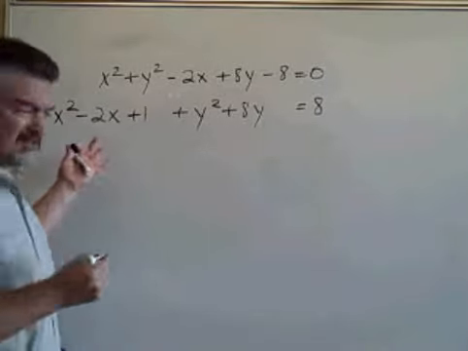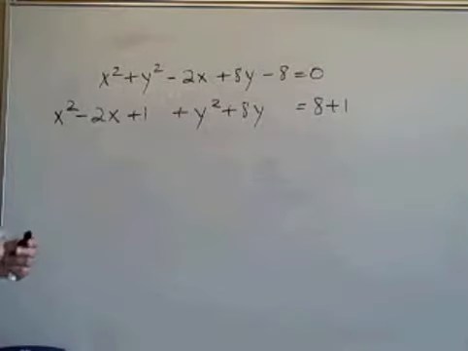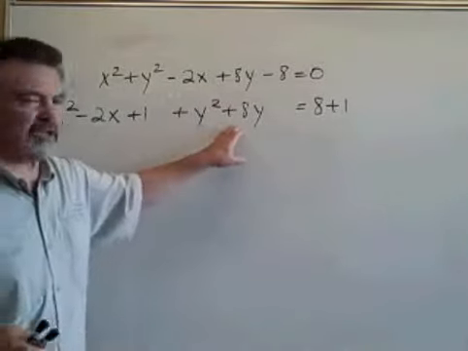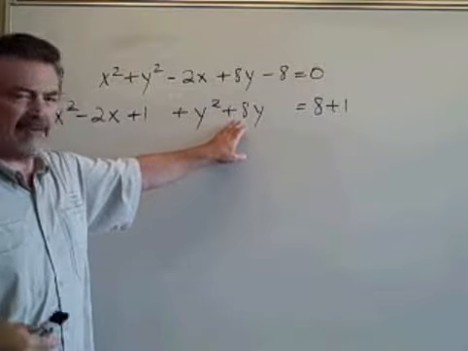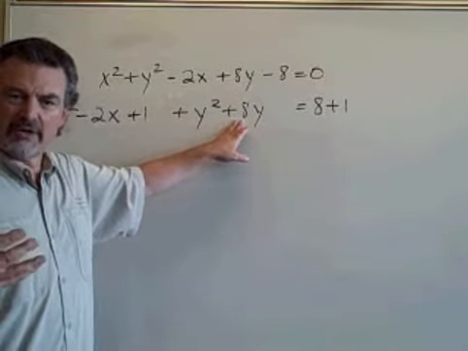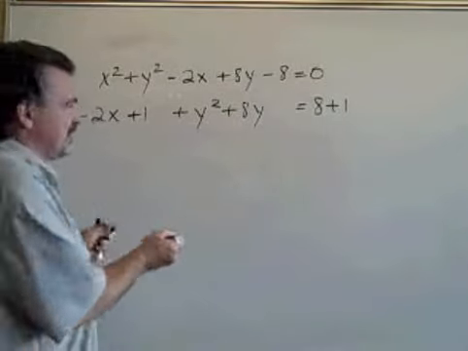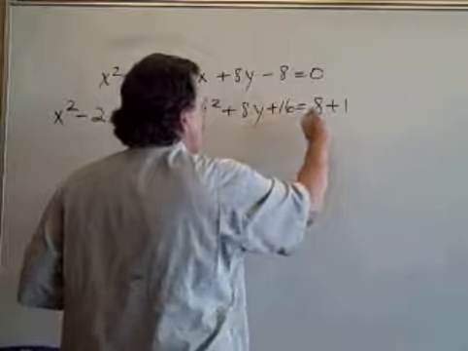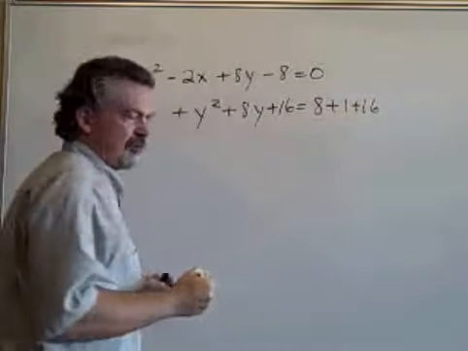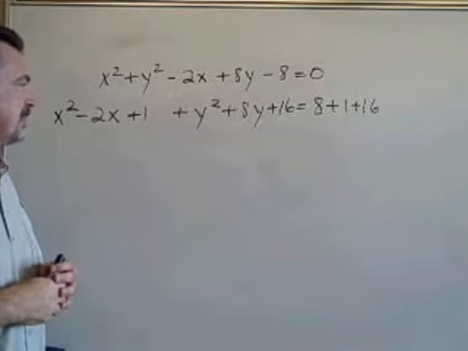Of course, if we add it to the left side of the equation, we'll have to add it to the right side of the equation. Do the same thing here for the y variable. Half of the coefficient of the first power term, half of 8 is 4. Square that. 4 squared is 16. That's what we will add here. And of course, we'll have to add it to the other side of the equation to keep our equation balanced.